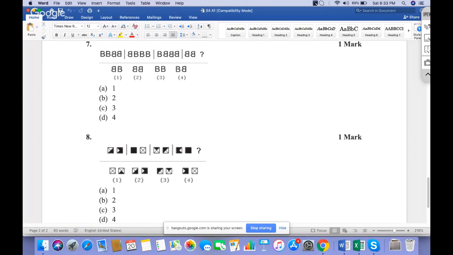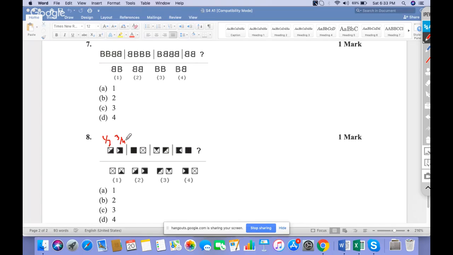This one is half shaded, and this is 3/4 shaded. Then this is fully shaded. Then the shading is gone, 0%. Then 1/4, half, 3/4, full. So after full, what should come? After full, it should not be shaded at all. The first figure should not be shaded at all here.